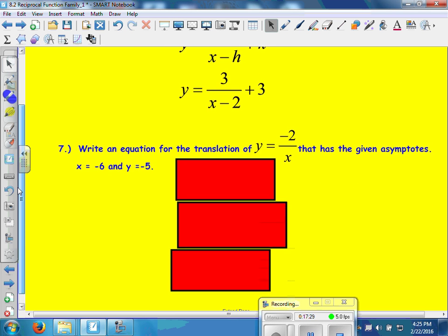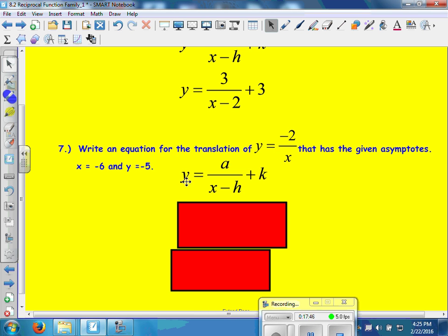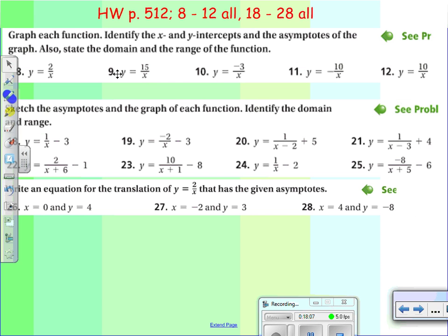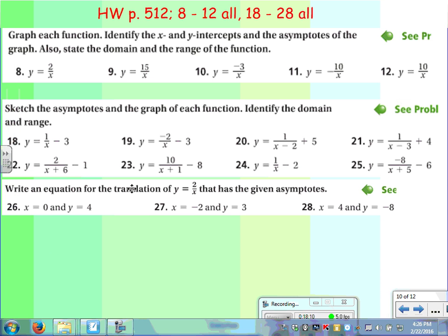Number 7, pause the video and try to do this problem on your own now. Write an equation for the translation of y equals negative 2 over x that has the given asymptotes of x equals negative 6 and y equals negative 5. The generic form of the equation is y equals a over x minus h plus k. Replacing h with negative 6 and k with negative 5 gives you y equals negative 2 over the quantity x plus 6 minus 5.